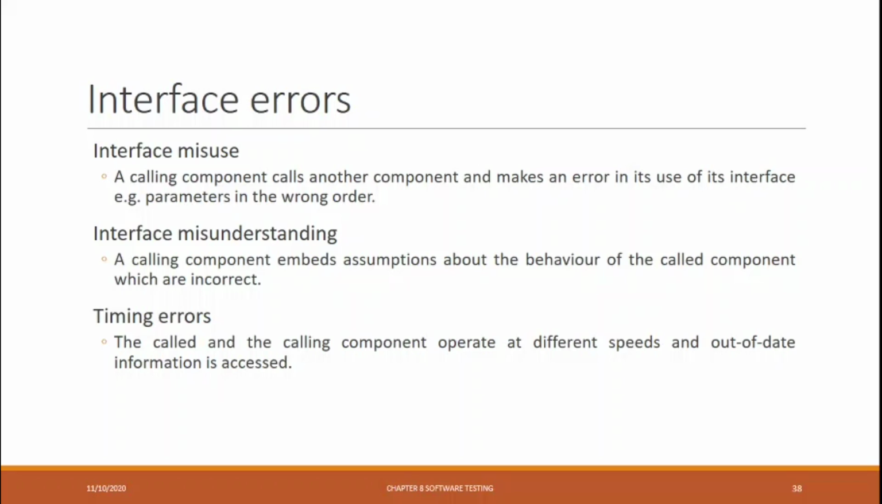Something like a binary search method may be called with a parameter that is an unordered array. The search would then fail. Something like this is an example. So the binary search method may be called with a parameter that is an unordered array. In that unordered array, how can you do a binary search? So at that time the binary search fails. This is the example given for interface misunderstanding.